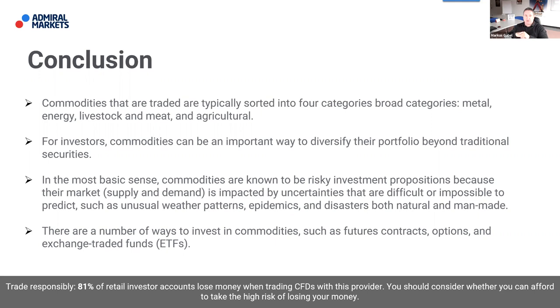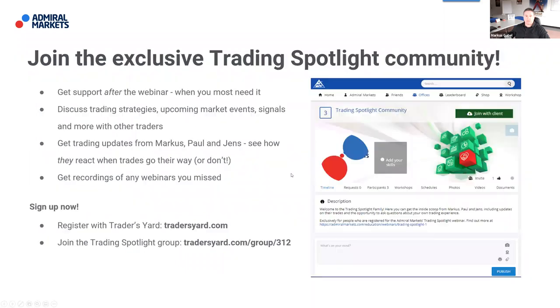In the most basic sense, commodities are known to be risky investment propositions because the market supply and demand based on prices is impacted by uncertainties that are difficult or impossible to predict, you know, weather patterns, epidemics, disasters, both man-made or natural, of course. Yes, and there are a number of ways to invest in commodities. One I showed you, COT reports, seasonals, Heikin-Ashi, weekly chart, and you can trade in ETFs or options, future contracts. Yeah, and yes, that's all, guys.